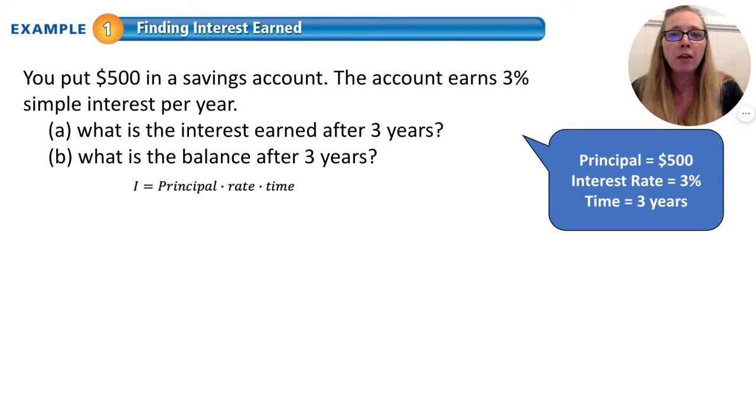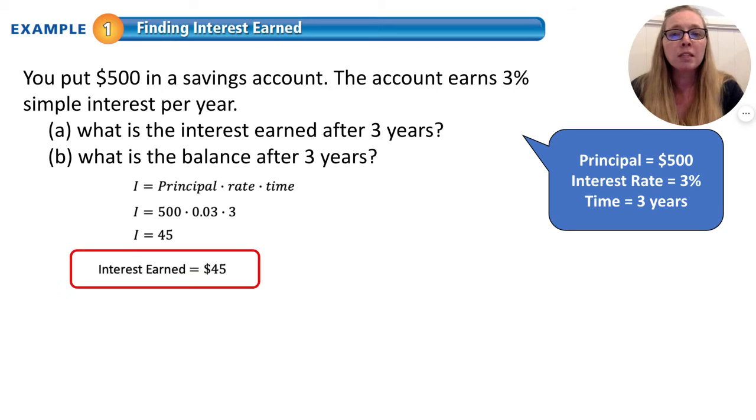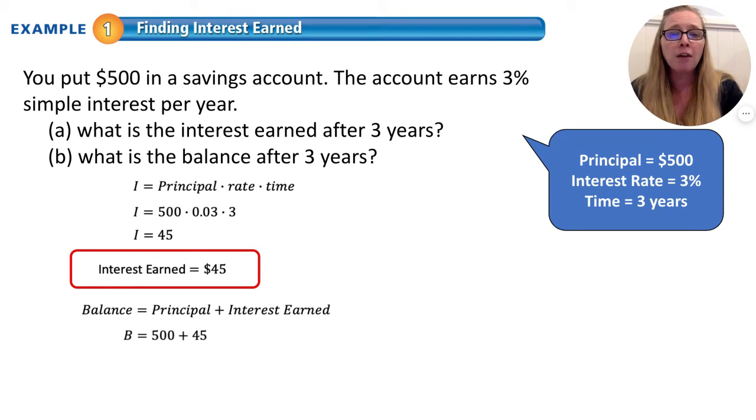So we're going to write the formula down first. I equals P times R times T. Substitute in those numbers, and now multiply and solve your equation. So in this case, all we need to do is multiply. I equals 45, which means that our interest earned over 3 years is $45. We also need to find our balance. So the balance is that original amount of money that we put into the account plus the amount of money that we earned. So $500 plus $45, our balance is $545.